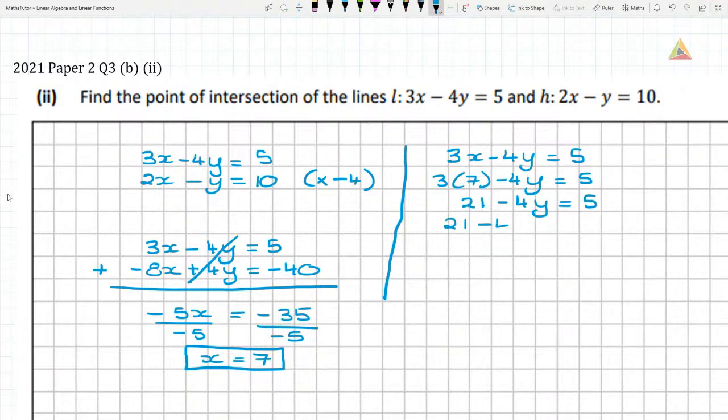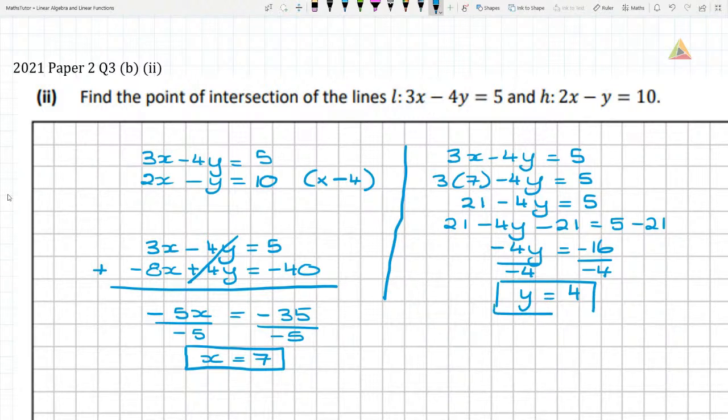And again, as long as I'm doing the same thing to both sides of the equals, I'm going to subtract 21 from both sides. Minus 4y is equal to minus 16. And we divide both sides by minus 4. And when we divide both sides by minus 4, I get y is equal to 4. So I've solved the simultaneous equations between these two lines.